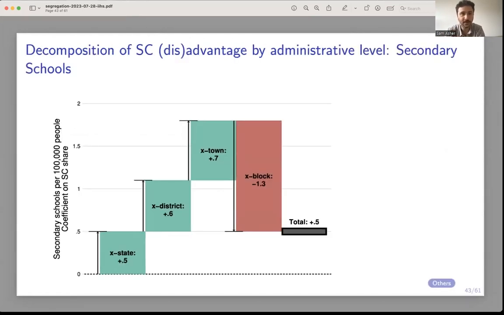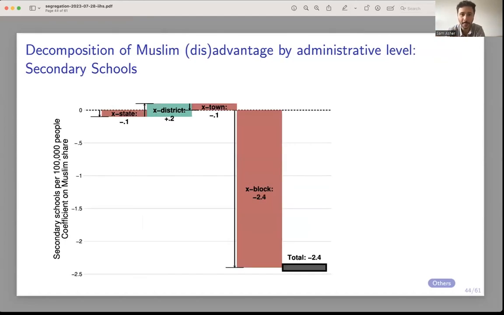I already showed you this figure. This is decomposing this disadvantage by different administrative levels. I already showed you this figure too, but now hopefully this makes a little bit more sense now that I've spent a little bit more time explaining it.